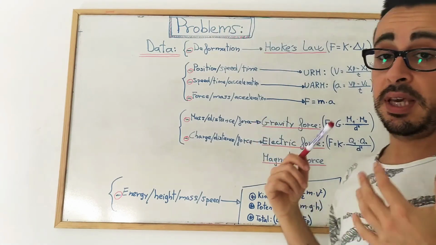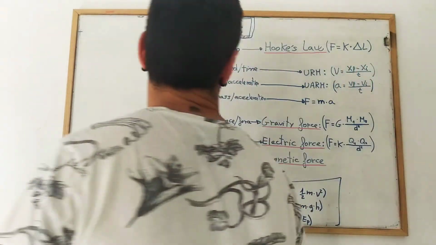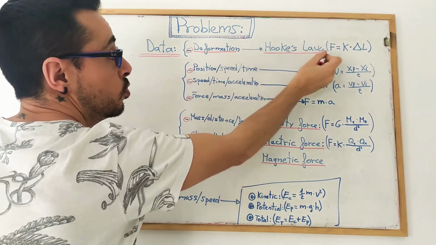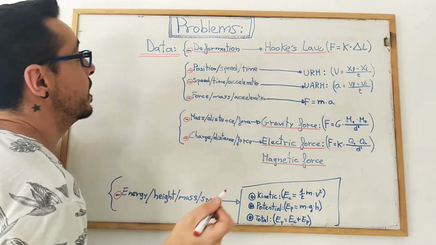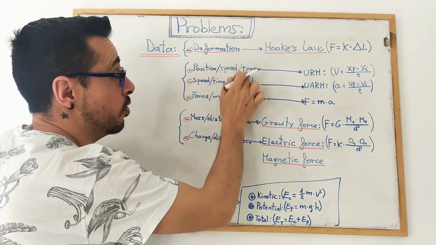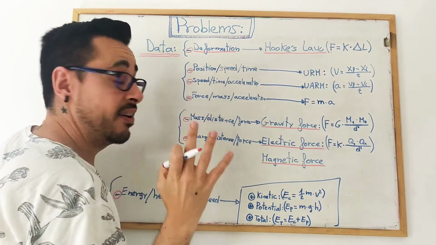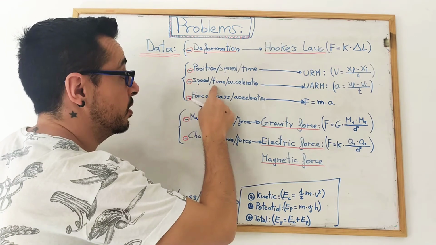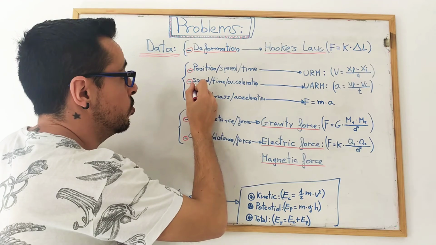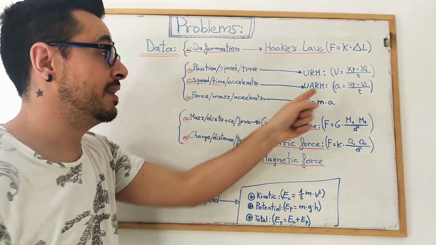So, if the data is the deformation of a spring, you have to choose this one. If the data is the position, the speed, or the time, you have to choose this one because there's no acceleration. If the data is speed, time, or acceleration, it's going to give you the speed and the time, and you can calculate the acceleration.